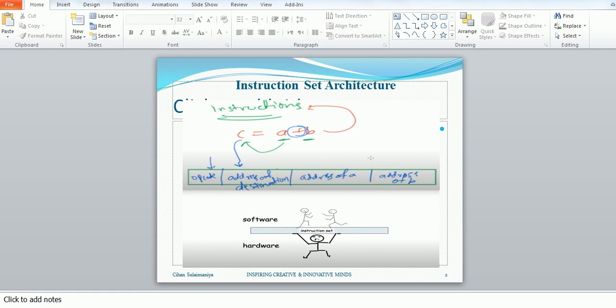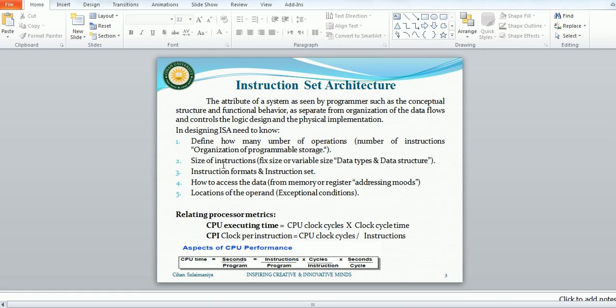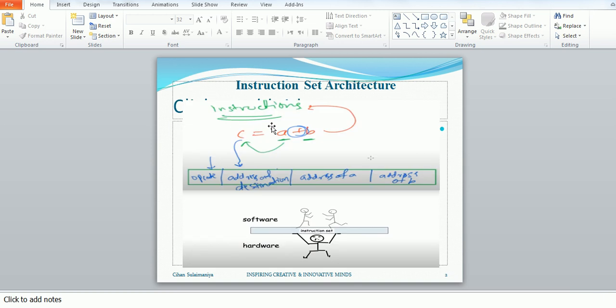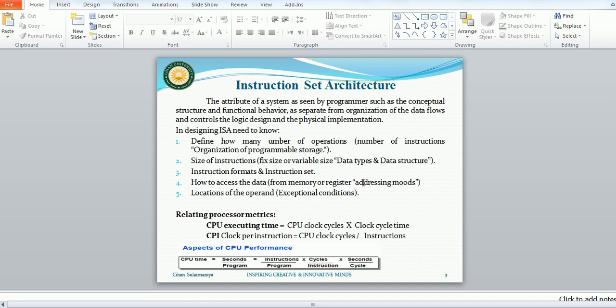Okay, that's number one. Secondly, the size of the functions. Is it fixed size or variable size? So these operands, A and B, are they fixed or variable size? For that, data types and data structures are required. Thirdly, we have to look at the instruction format and instruction set.